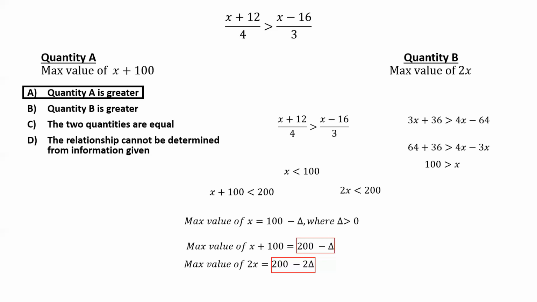And instead of delta, you could have picked a very small value, like 0.1 or 0.0001, just to verify. But this is a complete mathematical way, a very generic way of arriving at the conclusion that quantity A would be greater.